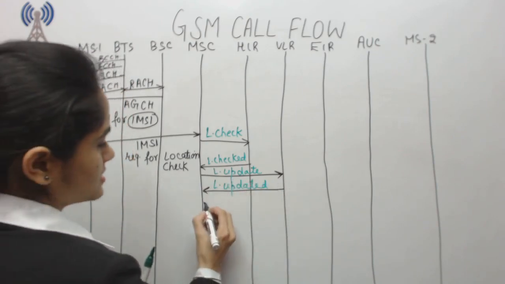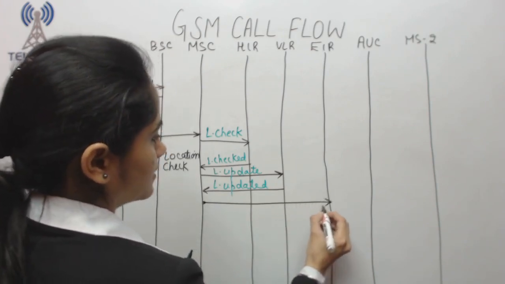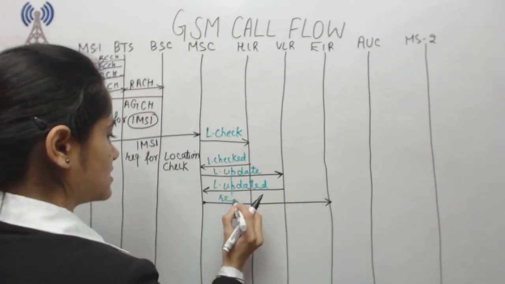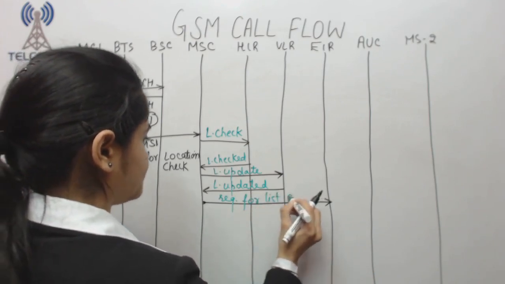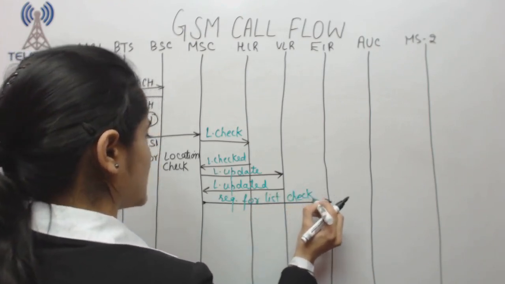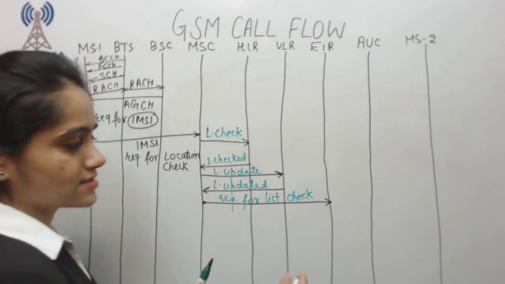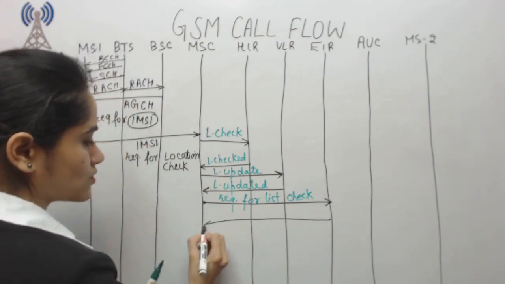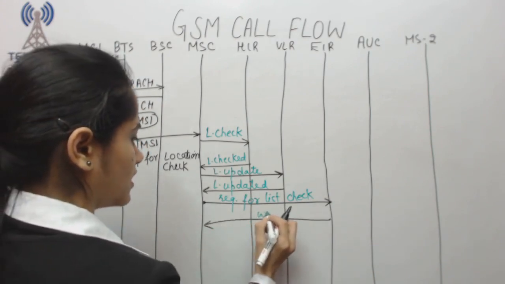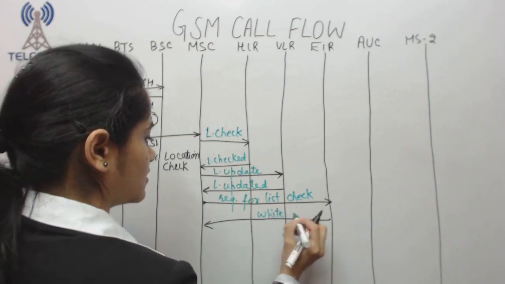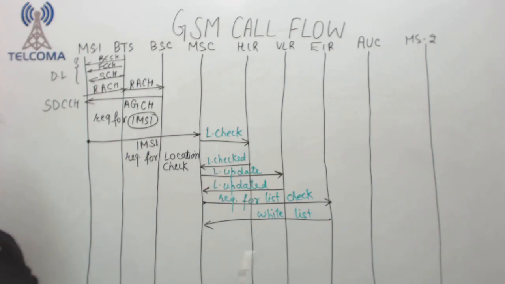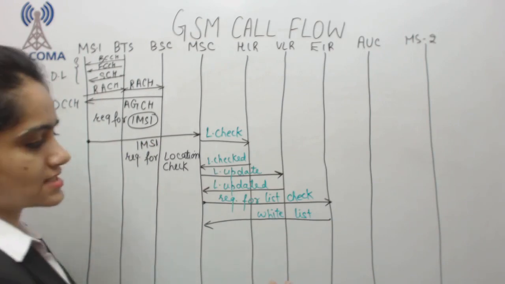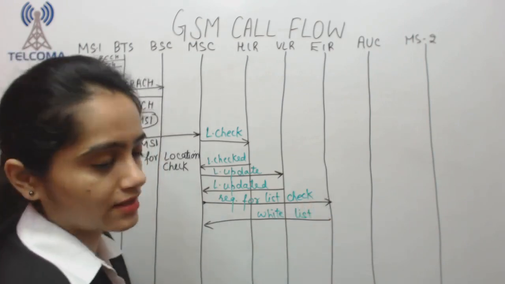After that, the MSC will send a message to the EIR, and this is a request for list check, because it has to check the whitelist, greylist and blacklist, and accordingly it has to process the call. After the list check, for example, if the user is in the whitelist, it will process the call. Otherwise, if the person is in the blacklist, the call will be interrupted here.